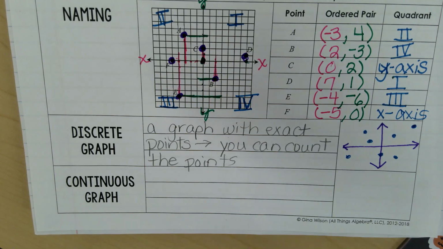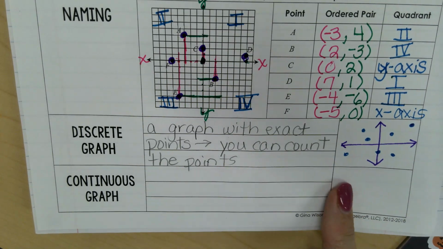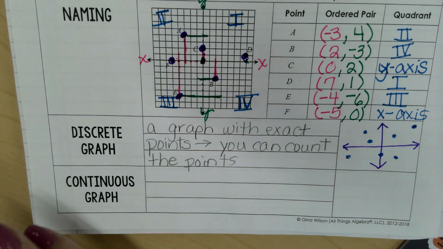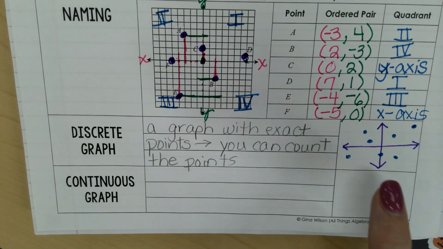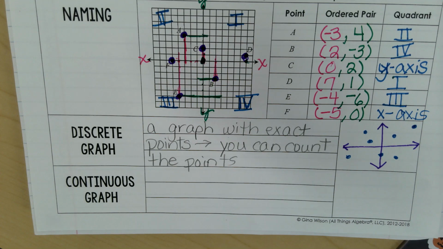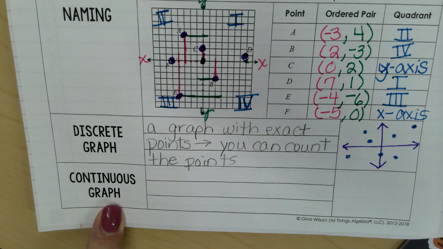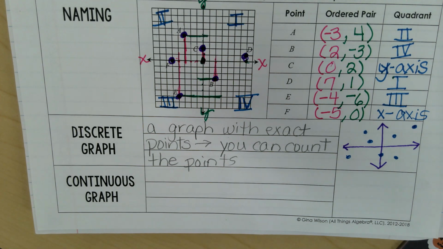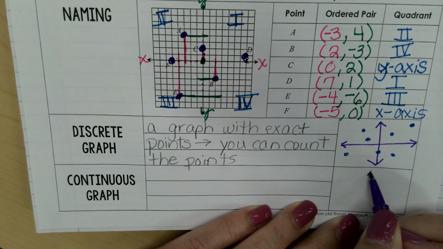Yep. Has an exact number of points. I can count them. I know how many there are. I can see every one of them, however you want to put it. That's a discrete graph. Now, the hardest type of graph to describe is a continuous graph. Okay? We're going to draw the picture first. So this is what a continuous graph looks like.